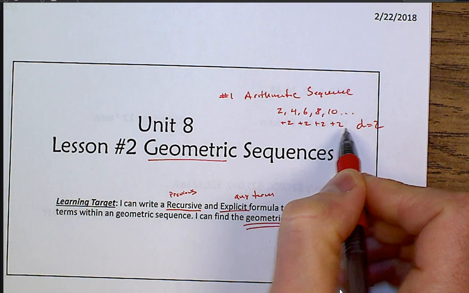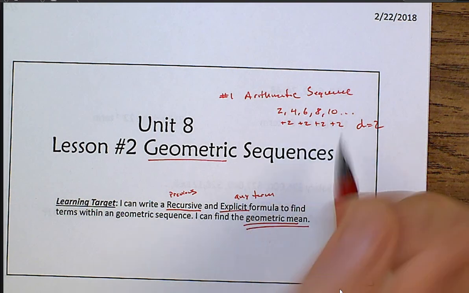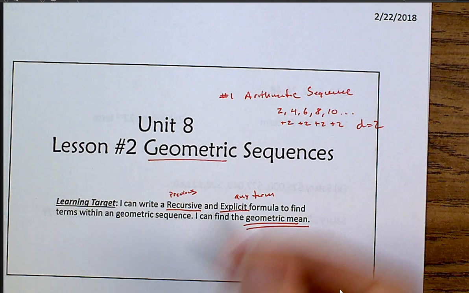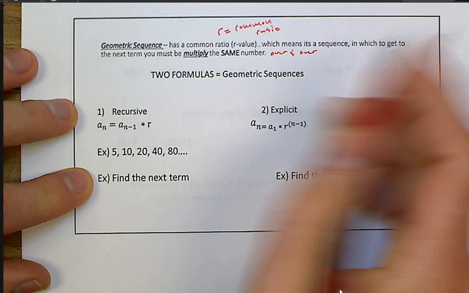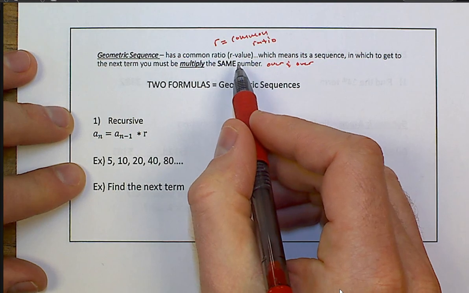You can't have plus 2, plus 4, plus 6. You can't have different numbers in a sequence. You got to add the same thing over and over again for the common difference. You have to multiply the same thing over and over. That's why it's called the common ratio.